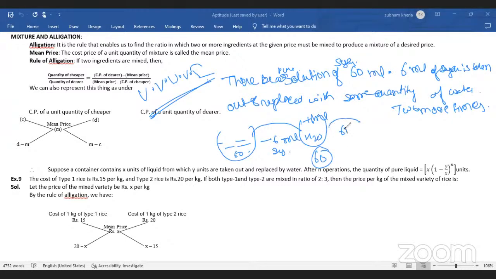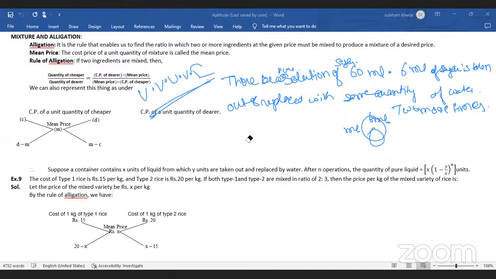Again 6 ml is taken out and 6 ml water is poured. Again the total quantity is the same because 6 was taken out and 6 was added. Although the variety has changed, the quantity is the same. Are you understanding the point? Although the characteristic of the solution has changed, the quantity remains the same. So how to solve such a question? We solve it like this. Here we write pure, and here we write remaining.